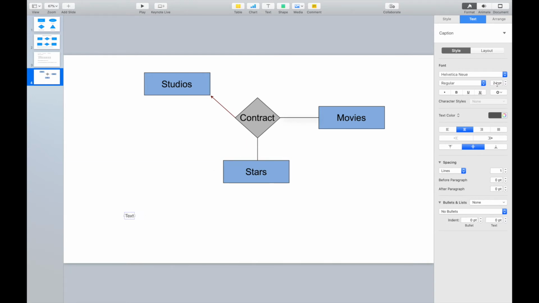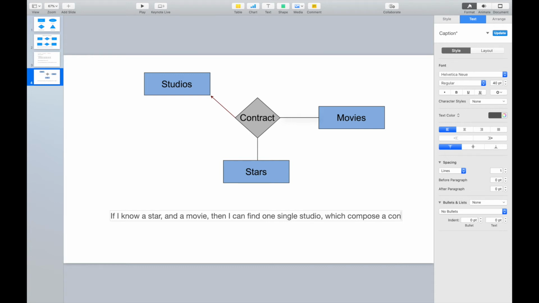Its physical meaning will be denoted like this, right? Let me change the fonts first. So if I know a star and a movie, then I can find one single studio which composes a contract relationship, right?